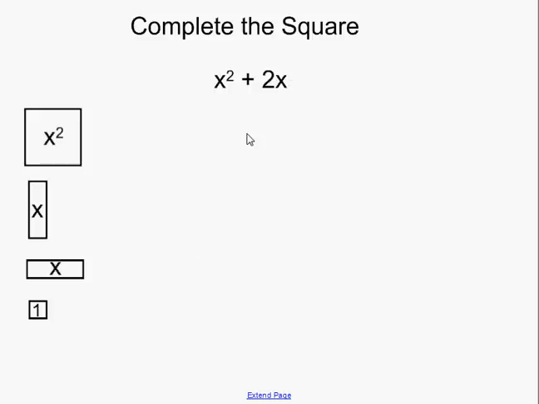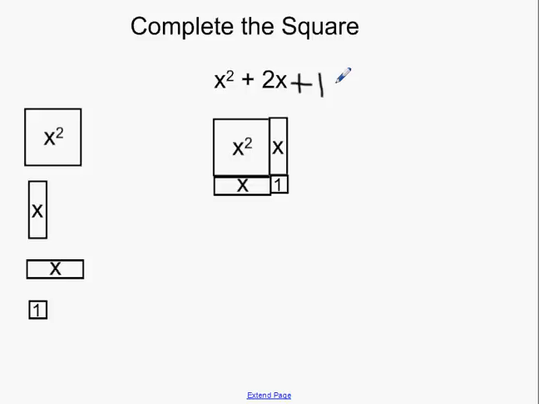Here we have x squared plus 2x, and we want to complete the square. So I'm going to take my 2x's, and rather than putting them next to each other, I'm putting one vertically and one horizontally because I want to complete this square. So what number am I going to need to add to complete this square? This is a small one. The only thing I'm going to fit here in this corner is just this little plus 1. So I add 1 to complete the square.